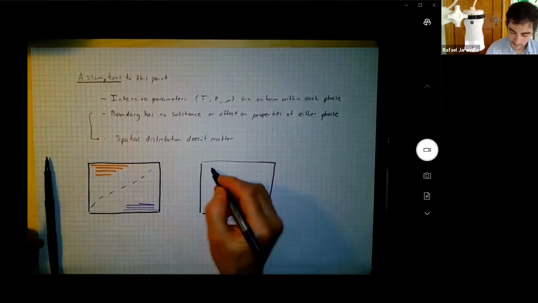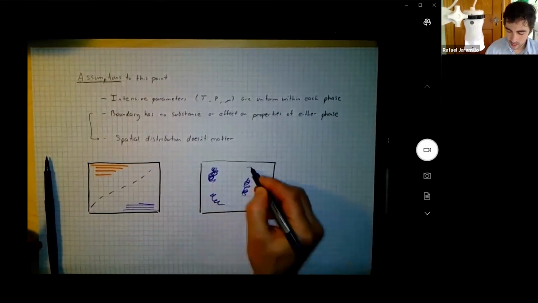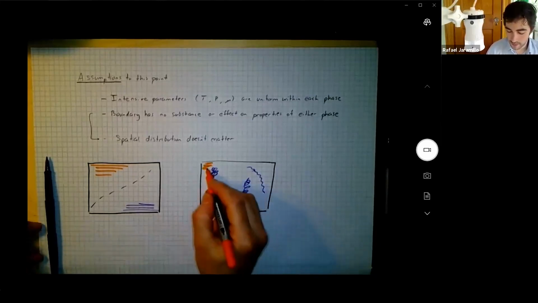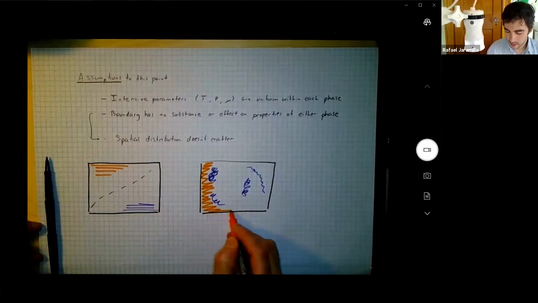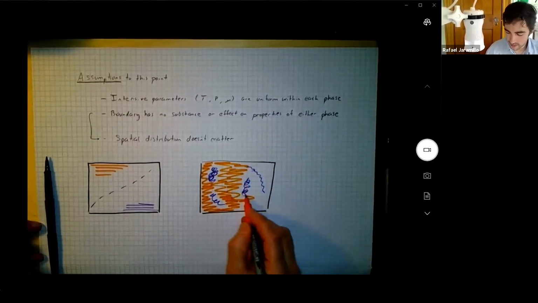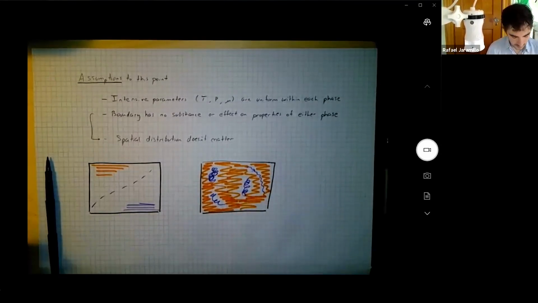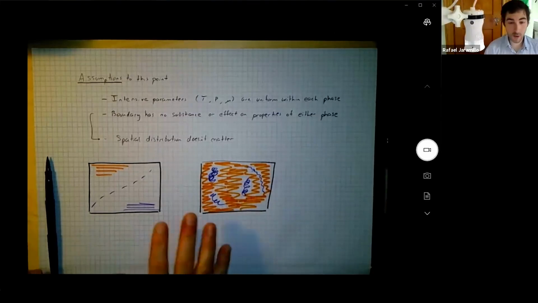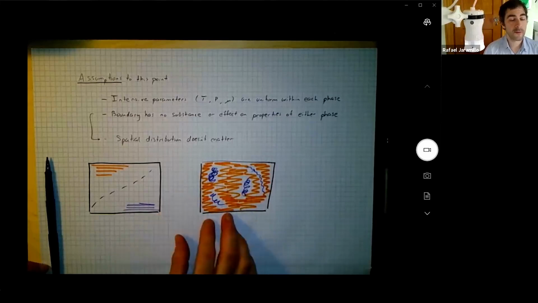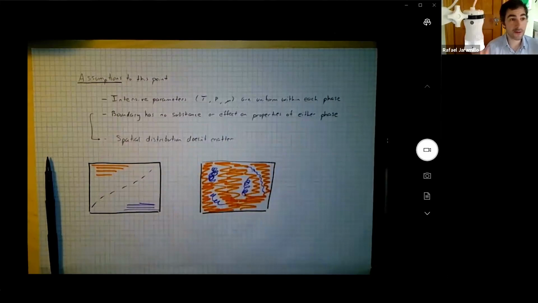Or I could have purple particles or filaments dispersed in an orange matrix, right? I have this situation. As long as my total quantities are the same in both cases, there's no difference. There's no difference if the boundary has no substance, right? You can create or destroy boundaries if they're free.